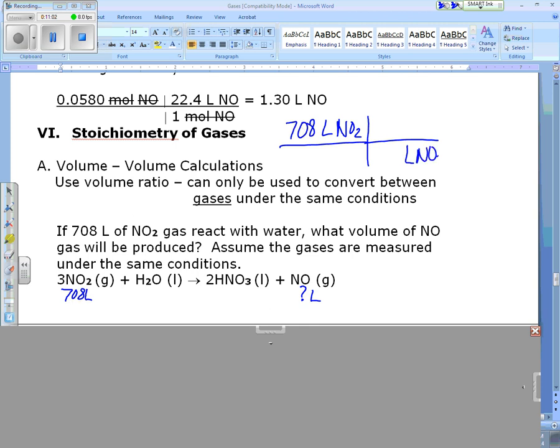Liters of NO2 are on top, so liters of NO2 have to go on the bottom to liters of where the question mark is, NO. And then you fill it in with the coefficients. The coefficient for NO2 from our balanced equation is 3, and the coefficient for NO is an understood 1. Liters of NO2 cancel out, and we're done with this problem. Let me do sig figs. 3. And so I get 236 liters of NO.